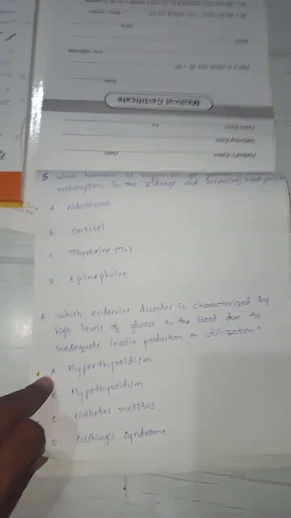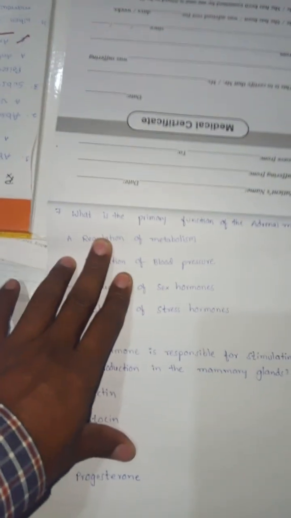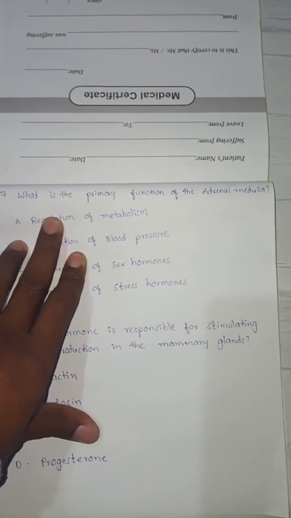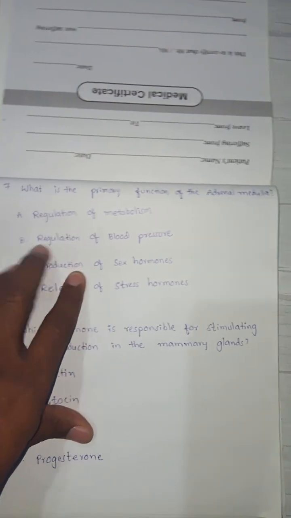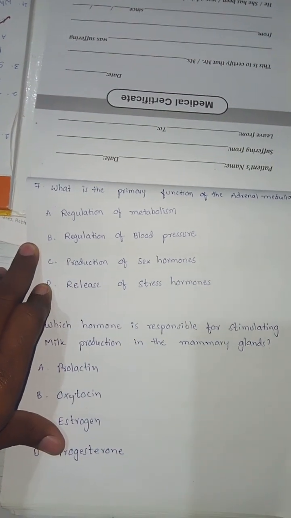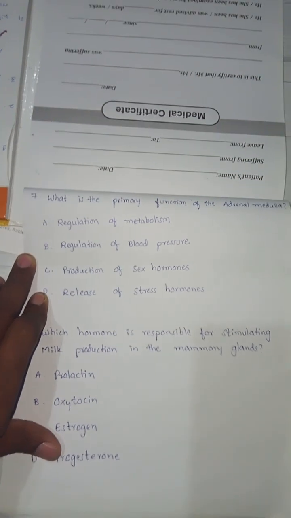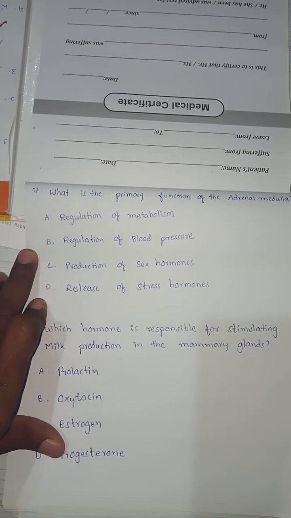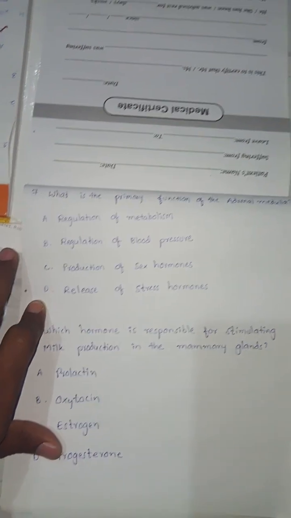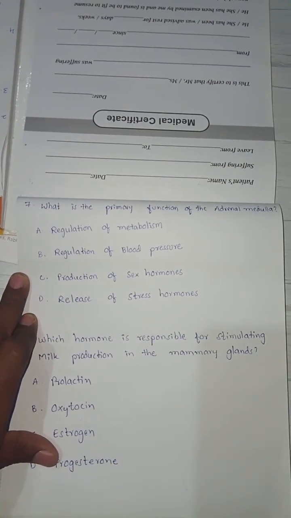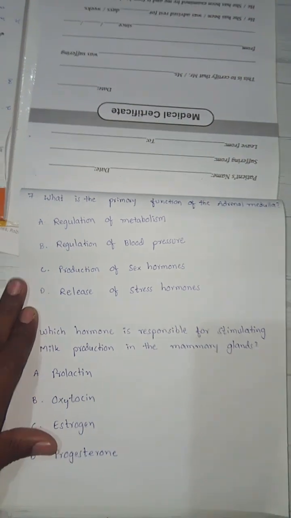Okay. And coming to question number 7, what is the primary function of the adrenal medulla? Option A, regulation of metabolism. Option B, regulation of blood pressure. Option C, production of sex hormones. Option D, release of stress hormone. The answer is release of stress hormone.